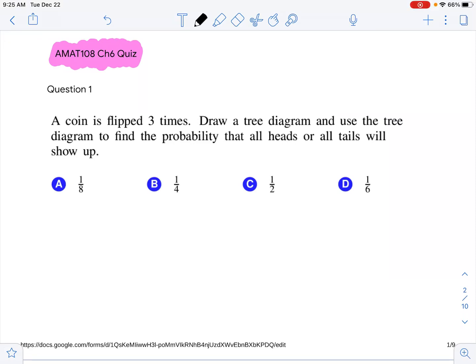All right, everybody, let's take a look at the Chapter 6 quiz, and hopefully it makes a little more sense after you see the solutions, okay? But if you still have questions, obviously reach out to me.